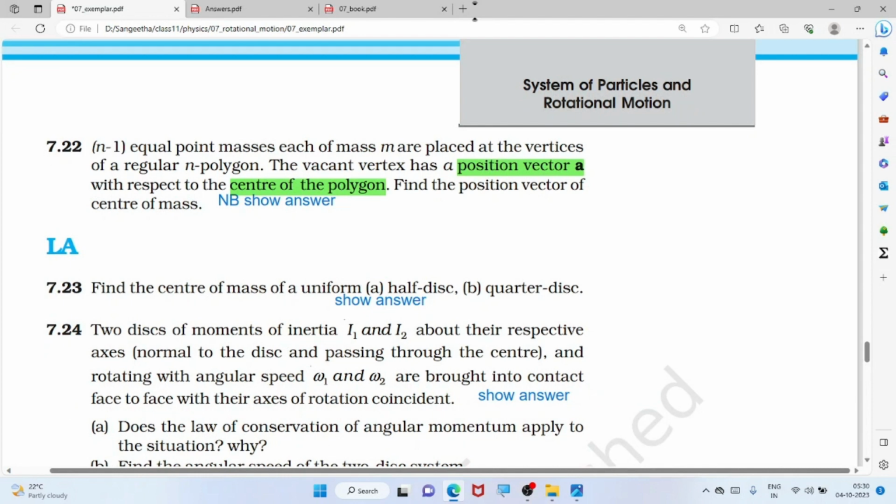N minus 1 point masses, each of mass m, are placed at the vertices of a regular polygon. The vacant vertex, that is the nth one, has position vector a, given with respect to the center of the polygon. That is important. Find the position vector of the center of mass.